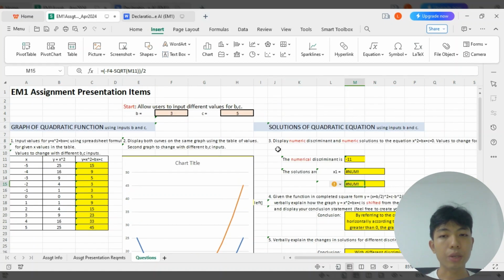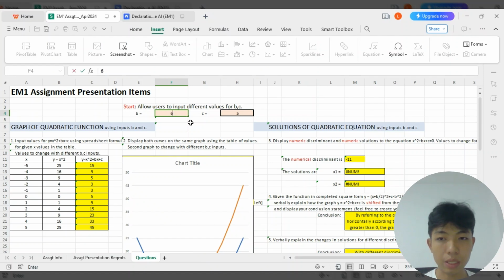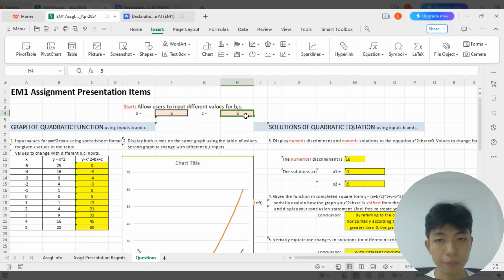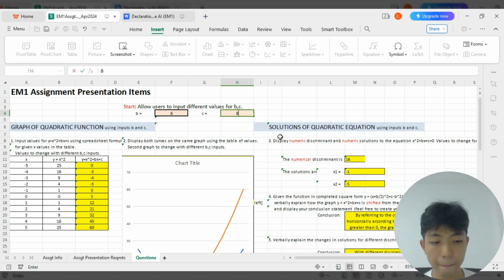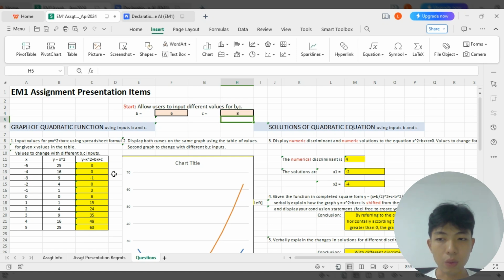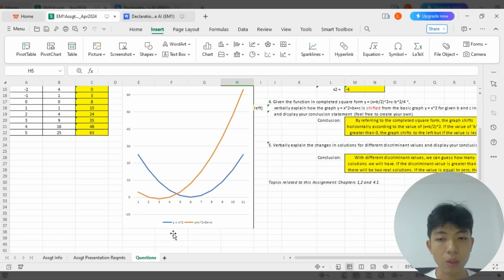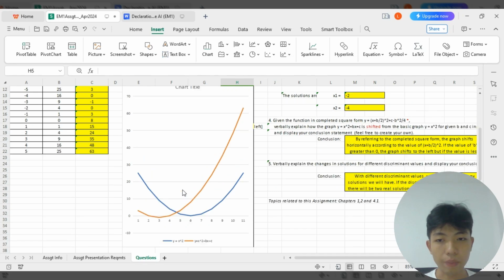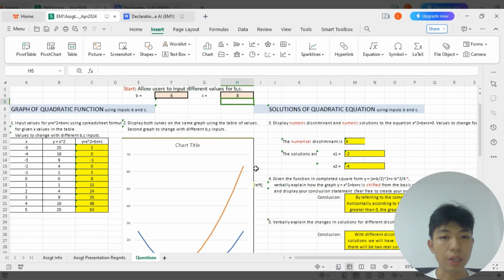And lastly, I'm going to demonstrate how the values inside the table and the graph change dynamically with different input values of b and c. So I'm going to change the value of b to 6, and the value of c to 8. We can take a look at the table. The values inside the table change, and also the graph shifts differently compared to the last problem. Here we have a discriminant value of 4, which is positive. That's why we have two real solutions, minus 2 and minus 4.